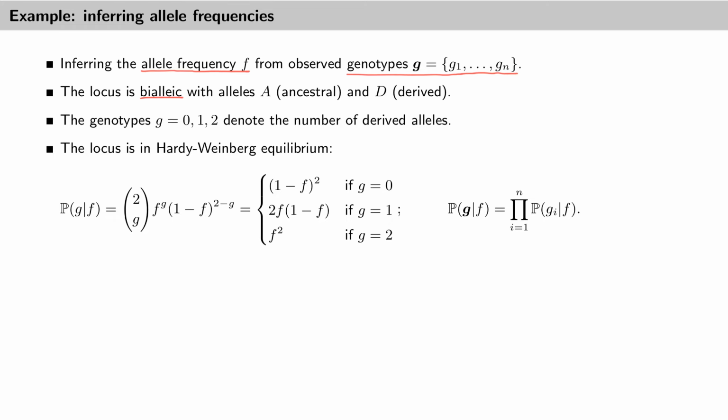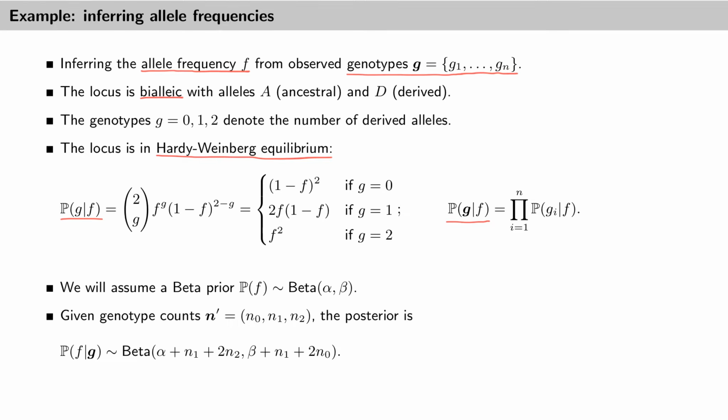The locus shall further be in Hardy-Weinberg equilibrium, such that the probability of observing a particular genotype given f is just given by binomial sampling. And finally, given f, all observed genotypes are independent, such that the probability of the full genotype vector given f is just given by the product of the probabilities of each individual genotype, given f. In order to conduct Bayesian inference, we will further assume a beta prior on f, such that the probability of a particular f is given by a beta distribution with parameters alpha and beta.